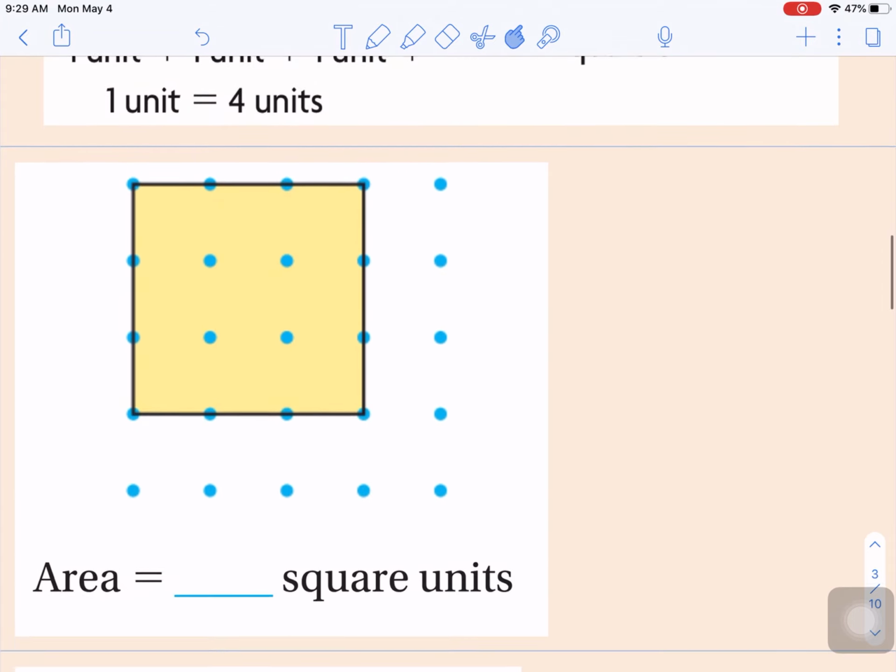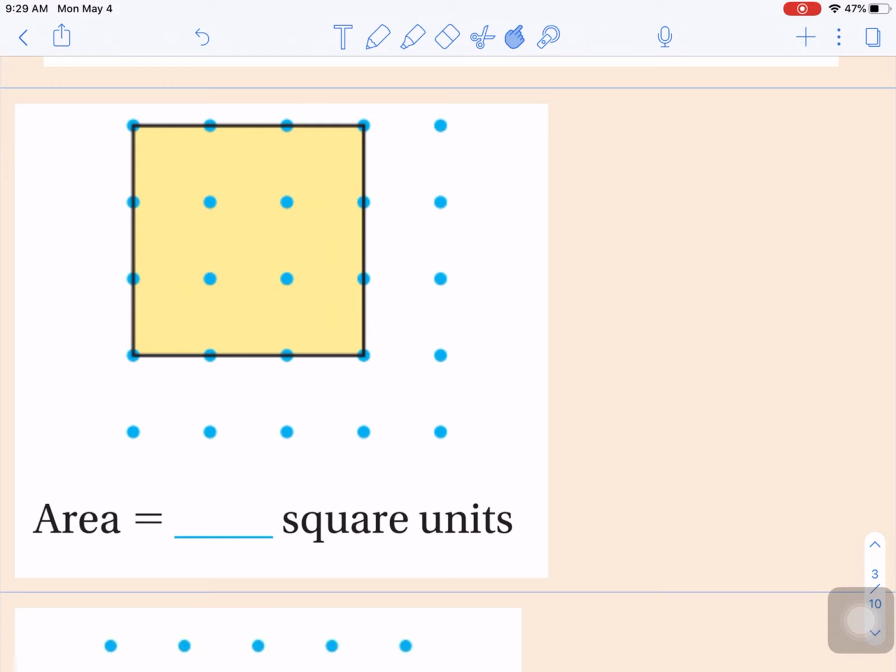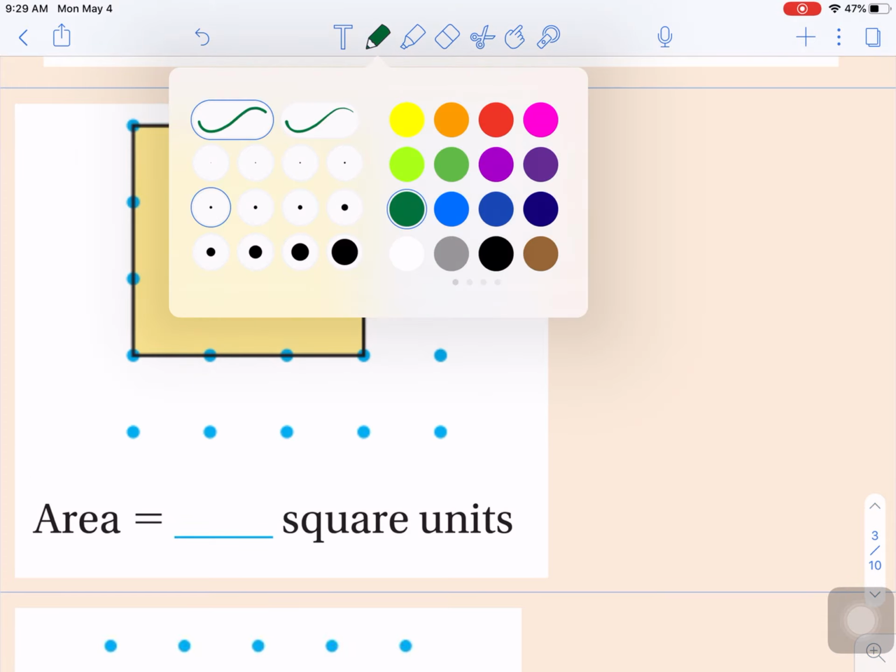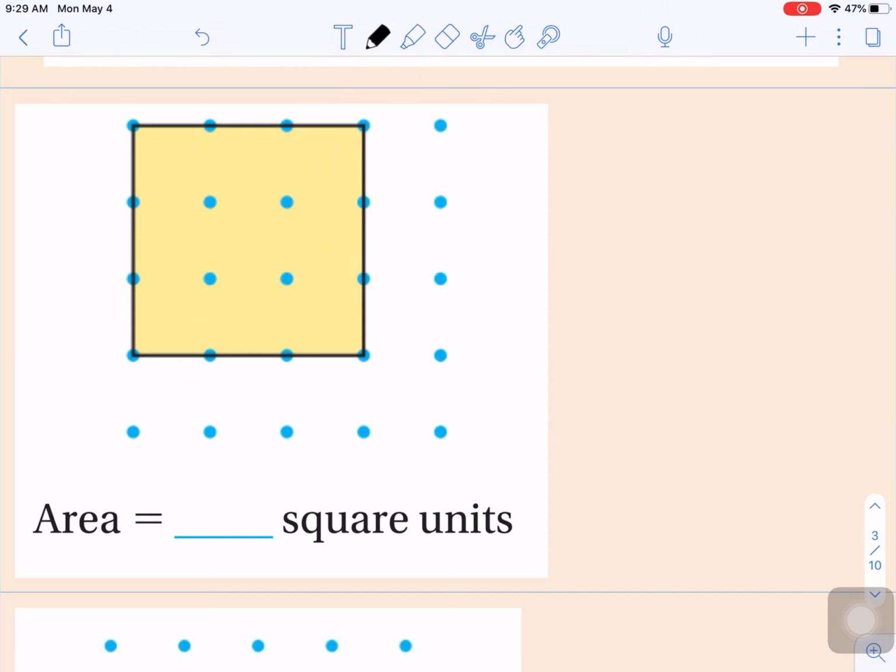So now let's learn how to find the area. Looking at this shape, we have what are called square units. So I'm going to draw a box. That's 1 square unit. To find the area, we have to count all the square units inside of the shape.